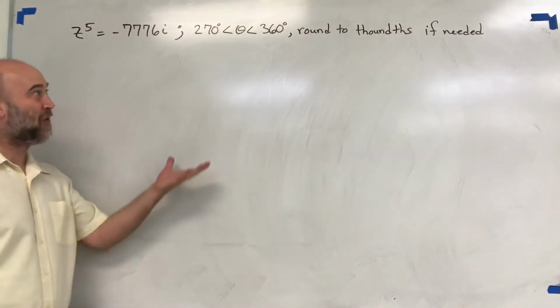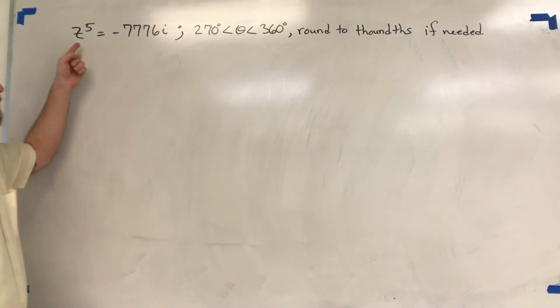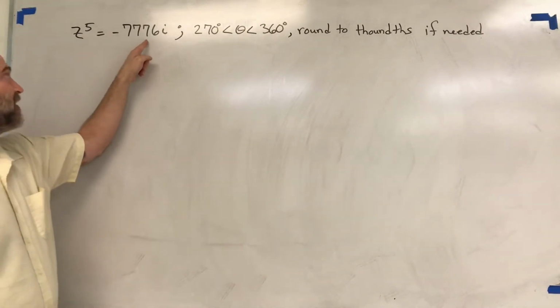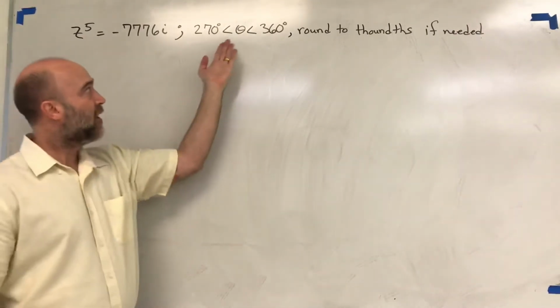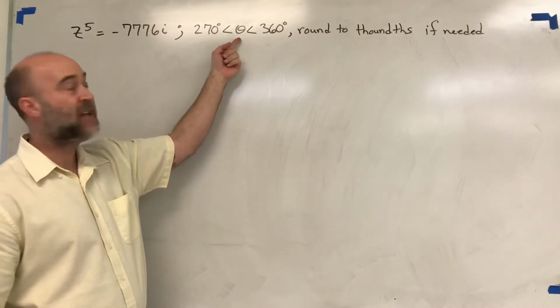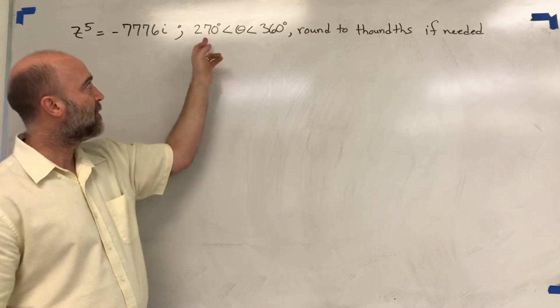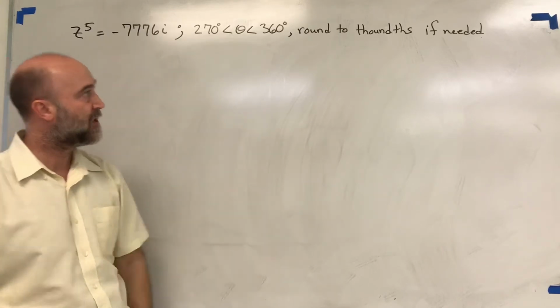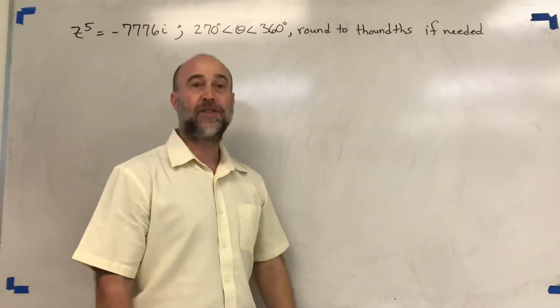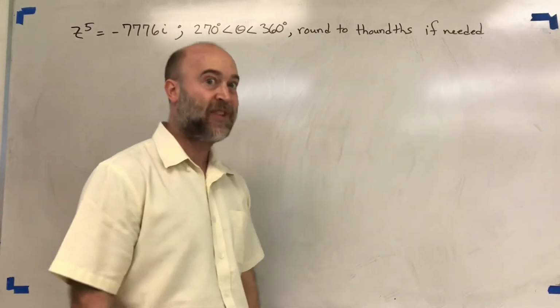We are asked to solve this problem. So we can see z to the fifth is equal to negative 7,776i. We are given some restrictions. We're asked to make sure that theta, or the argument, lands in between 270 degrees and 360 degrees. And if we need to do any rounding, let's make sure that we round to the thousandths place.